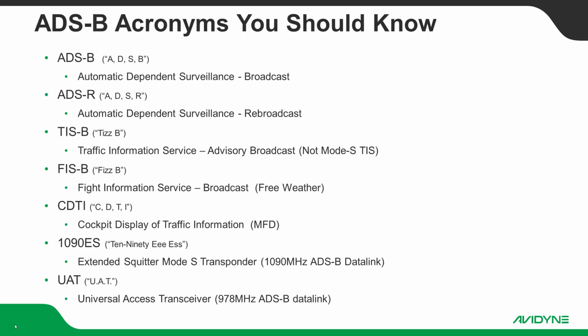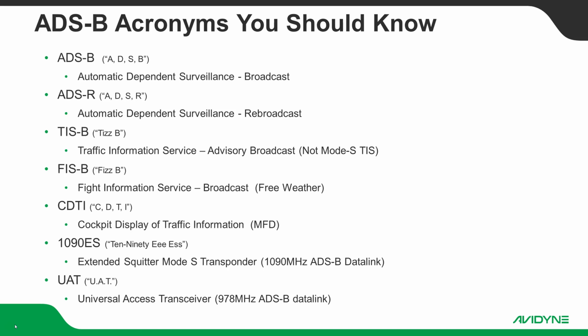Here are some acronyms that you should know. There's ADS-B, we just mentioned. There's also ADS-R, which is Automatic Dependent Surveillance Rebroadcast. There's TIS-B, which is the Traffic Information Service Broadcast, different than the old TIS transponders. There's FIS-B, which is your Flight Information Service Broadcast, which is the free weather you've heard about. You'll hear a term called CDTI, which means Cockpit Display of Traffic Information. For most of us in GA, that means your GPS display or your multifunction display.